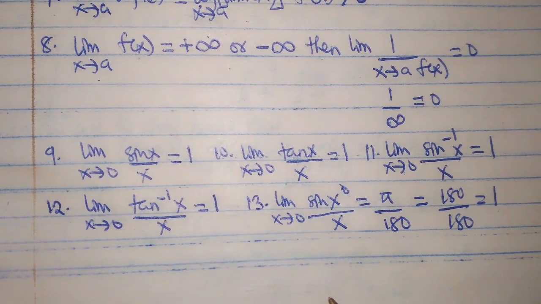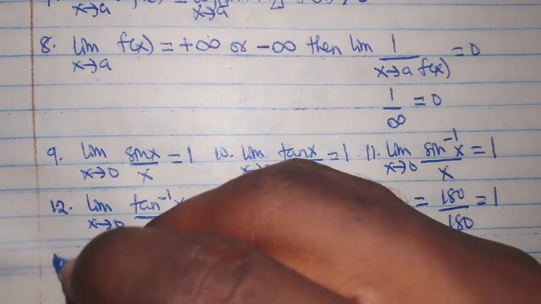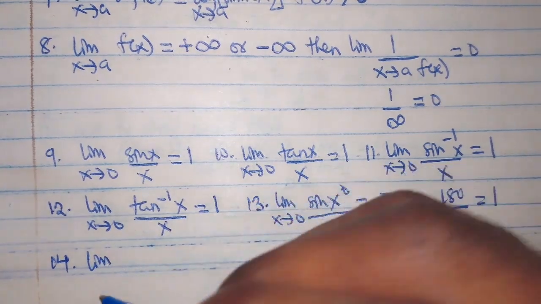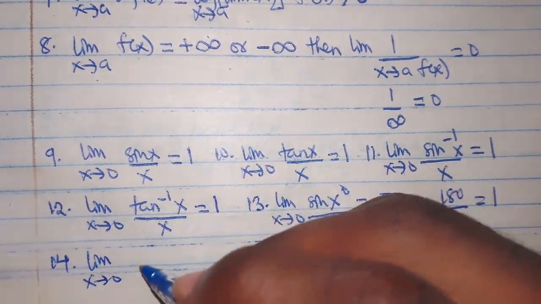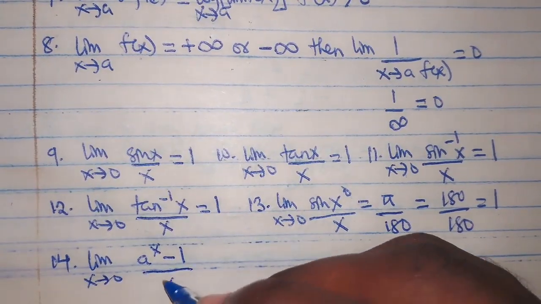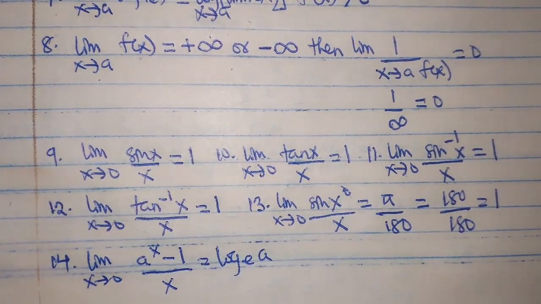Then from the trig, let's move straight to some exponentials. The 14th one: the limit as x approaches 0 of a to the power x minus 1 all over x is equal to log to the base e of a.